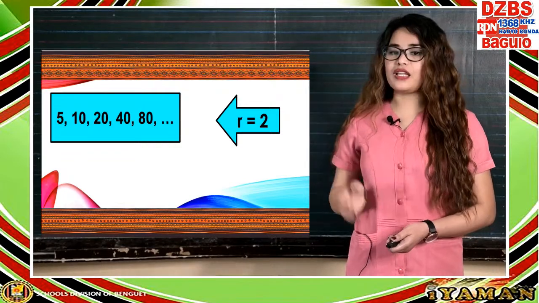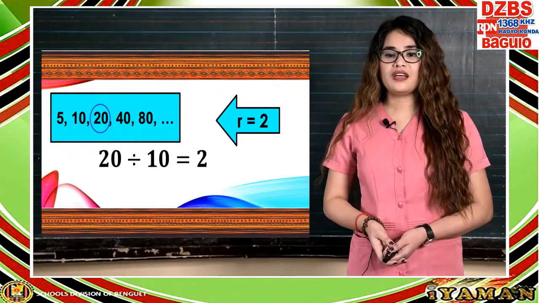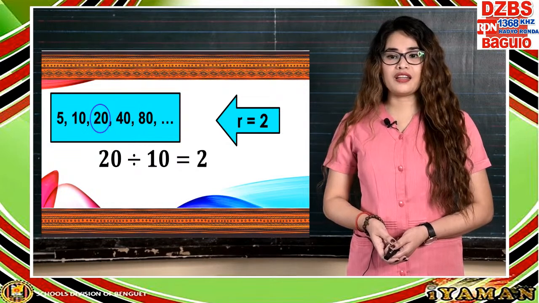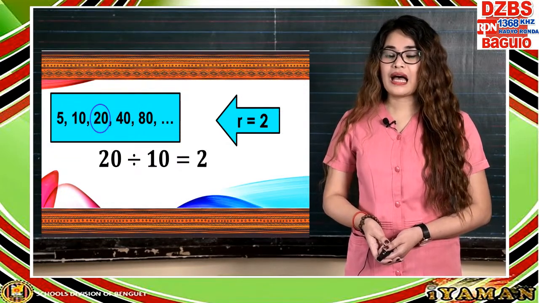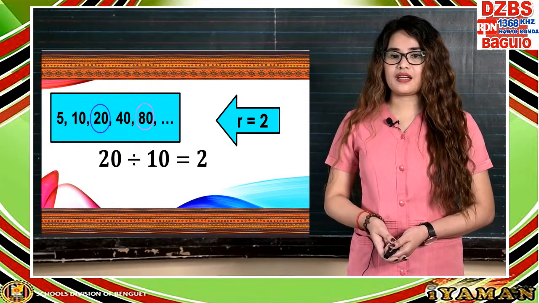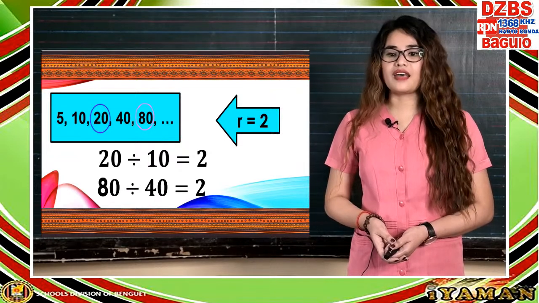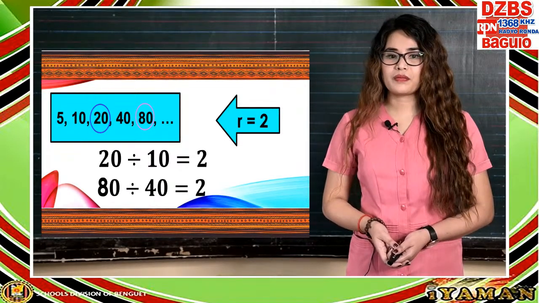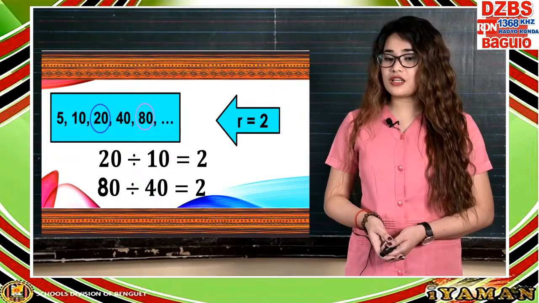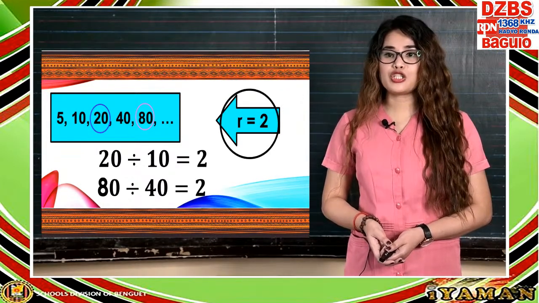For this sequence, choose 20 divided by 10, that gives us 2. Again, choose 80 divided by 40, and that is equal to 2. Thus, the common ratio of this sequence is positive 2.